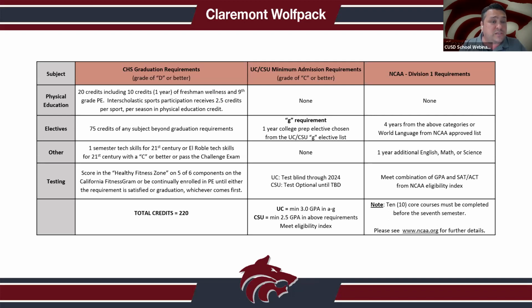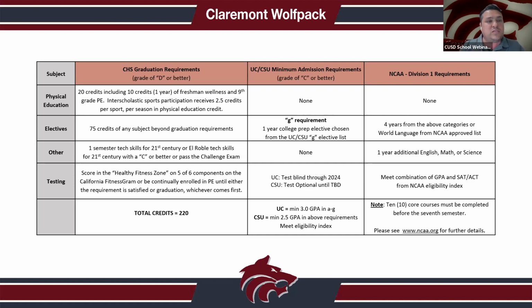Every sport you play receives 2.5 credits per season that you play it. So if you are playing, let's say football for an example, you receive 2.5 credits for every season you play. If you play 4 years, that's a total of 10 credits, and that fulfills your graduation requirement for PE.